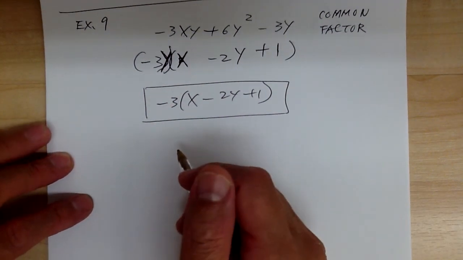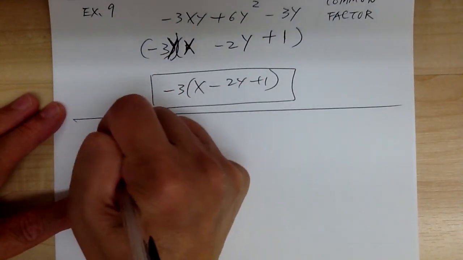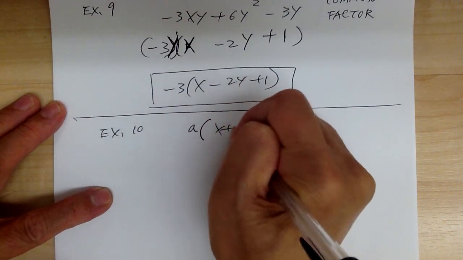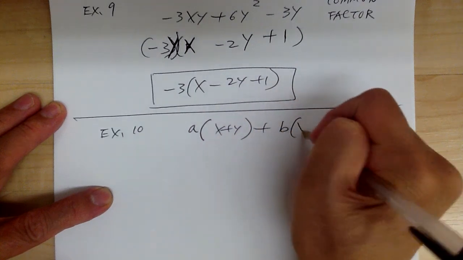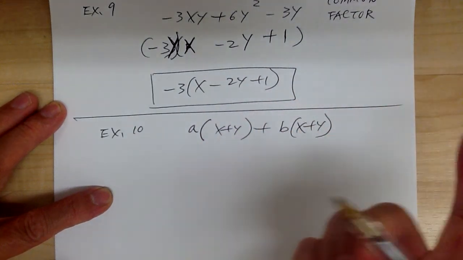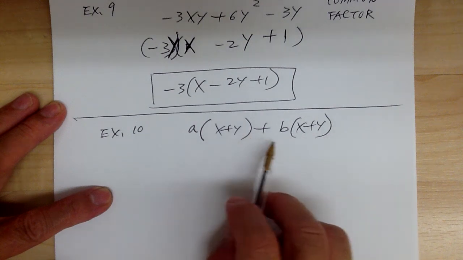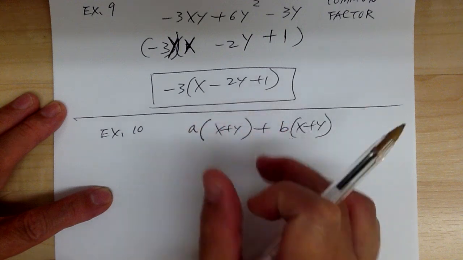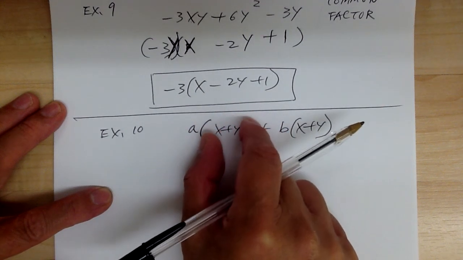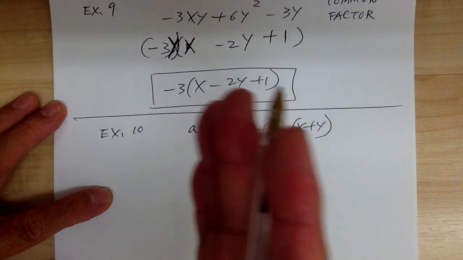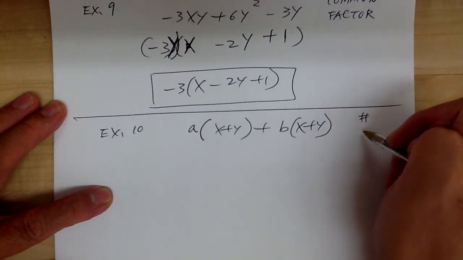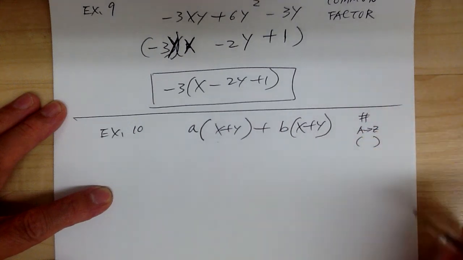Okay, let's go to example 10. You have a times x plus y plus b times x plus y. Again, when you're doing the factoring, notice they have something in common. Think of this as one factor; the parentheses make it a group. When you're doing the factoring, first you do the number, then you do the alphabet, and then you do the group.